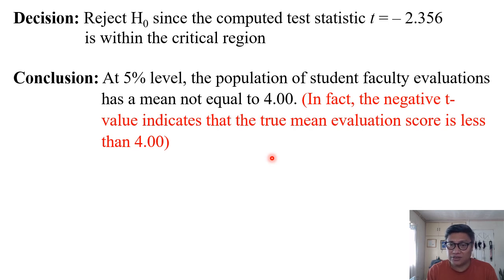So if we hypothesize that when students evaluate their teachers it is within the range of 4.00, in fact, in our sample size of 193, it is less than 4, it is 3.91. So the negative t-value indicates that the true mean evaluation score is less than 4. So that's the conclusion, class. So that's how we test hypothesis, class, using one population mean.